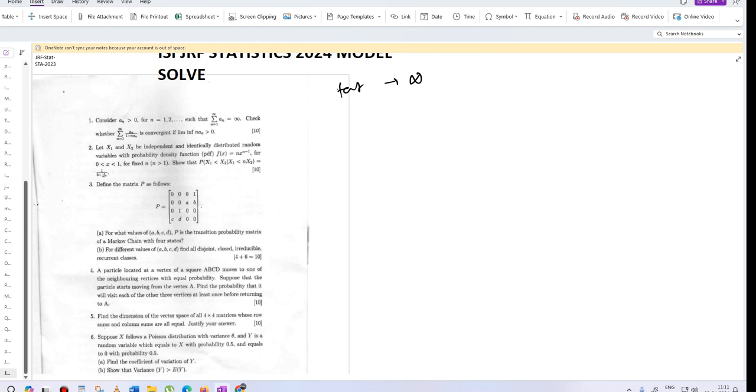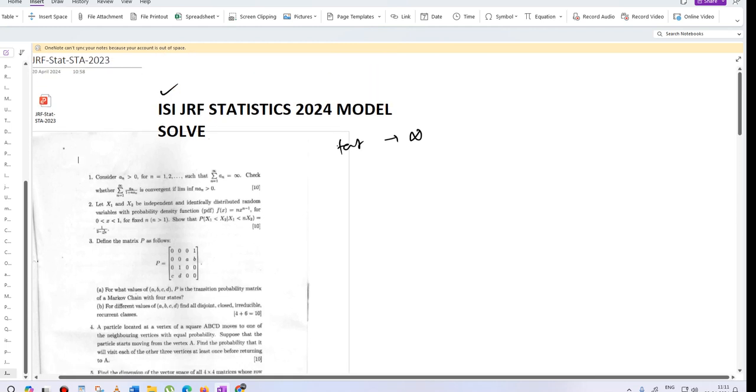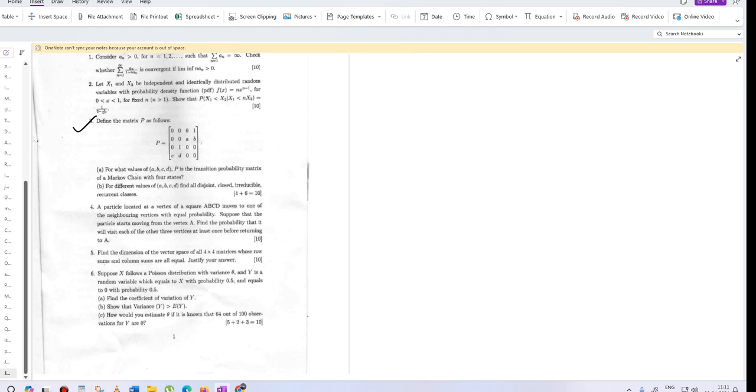Dear students, let's solve the ISI JRF Statistics 2024 model paper. Question number 3. Define the matrix P, in which ABCD form the transition probability matrix of a Markov chain with 4 states. Find the values of ABCD for all disjoint, closed, irreducible and recurrent classes. Very easy question again.